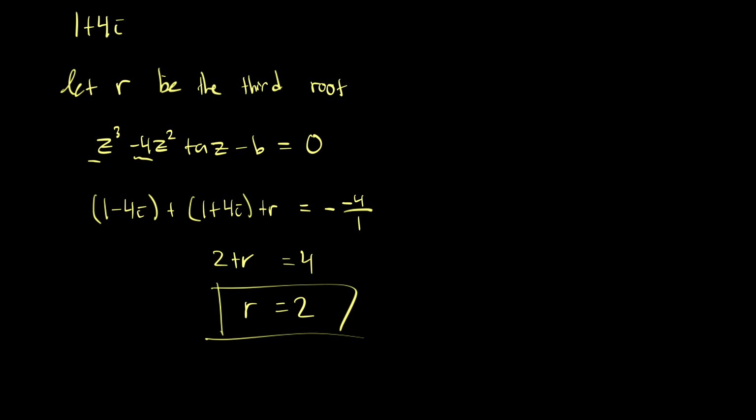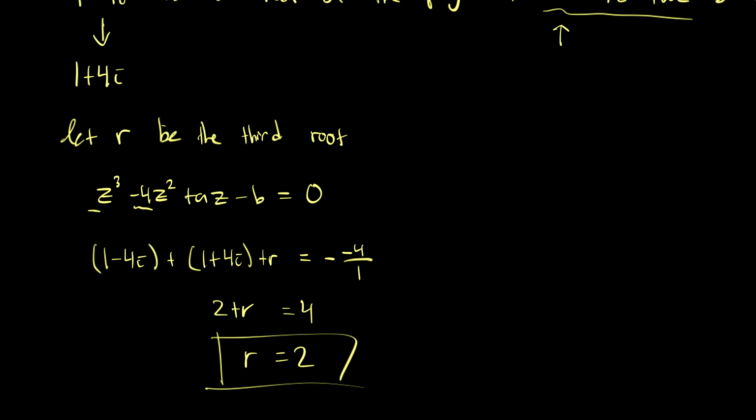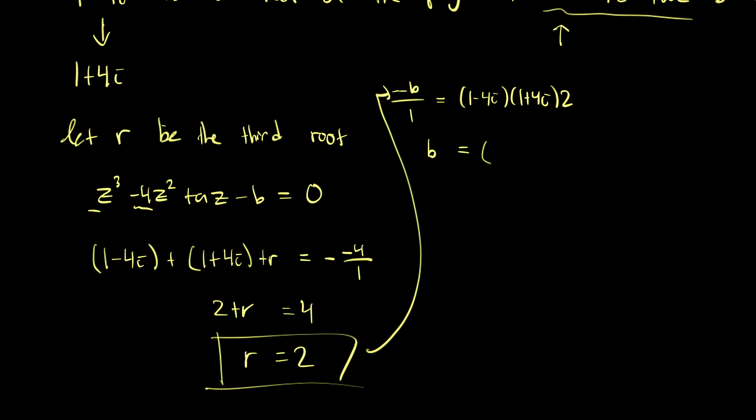Now, let's find a and b, also using Vieta's formula. I can imagine finding b is going to be quite easy. Negative b over 1 equals the product of all roots. So there's going to be 1 minus 4i times 1 plus 4i times 2. And this is going to be b equals 1 minus 16i squared times 2, and i squared is negative 1, as discussed in the last video. So b is going to be equal to 34.